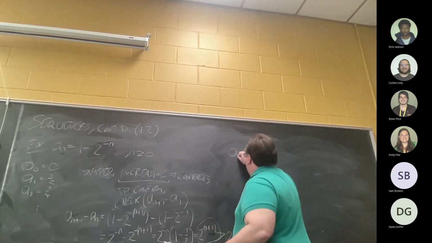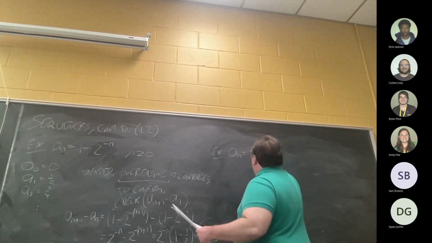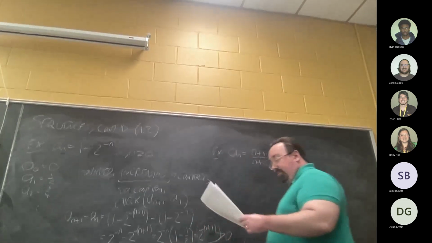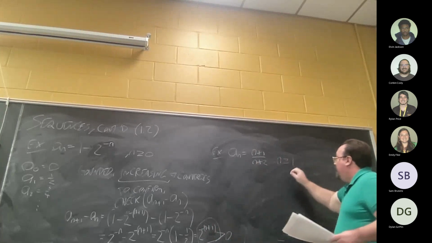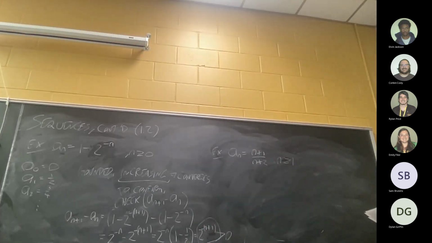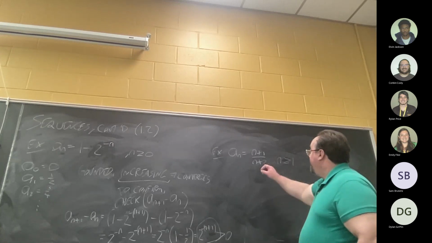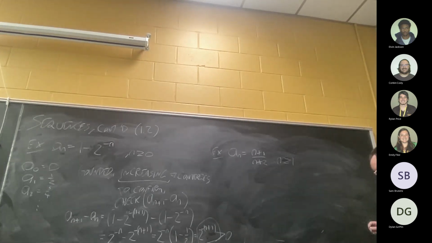One more: a_n equals (n+1) over (n+2). Now, there's a way to show that it's increasing, but what I have in my notes is probably not the easiest way to do it. You can read that in my notes, but I'll show you an easier way.